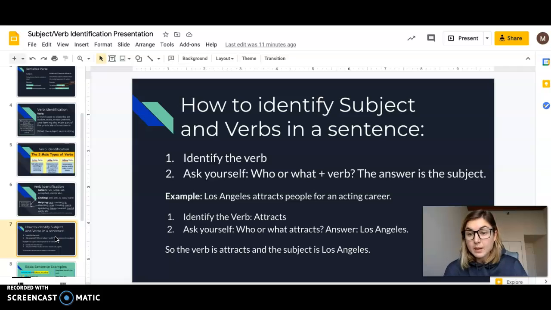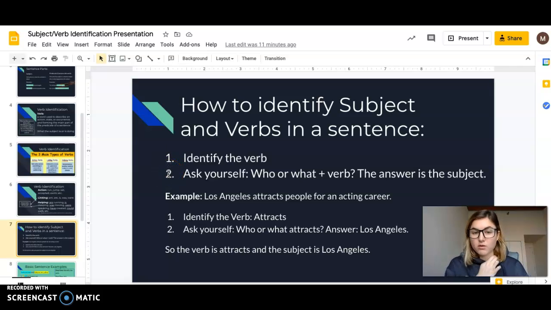So these are the steps you want to follow when you are identifying subjects and verbs in a sentence. You should do this for every single sentence. You need to find the subject and the verb. So step 1, identify the verb. That's always where you're going to want to start. So identify the verb in your sentence.